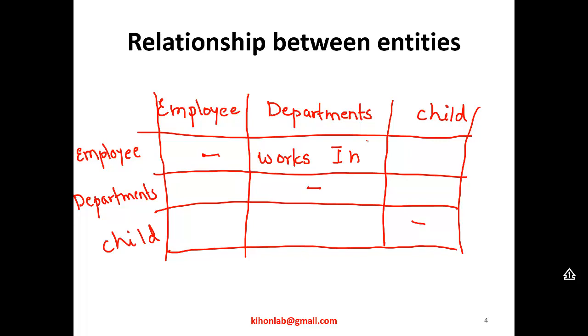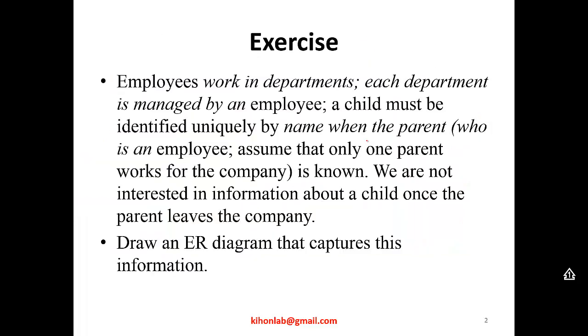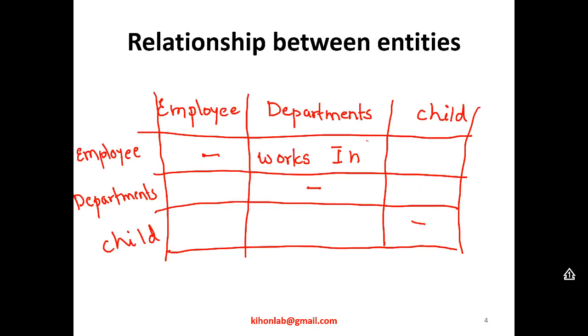Employee and child, there is no direct verb I could find. But what is the information between child and employee? A child must be identified uniquely by name, which we have found is an entity. And the constraint: the parent, who is an employee, assume that only one parent works for the company, and if the parent leaves the company, then the company doesn't care about the information of the child. So for employee and child, we don't find any direct relation.